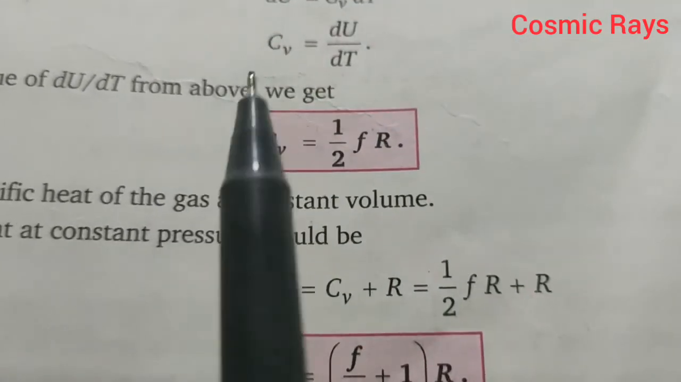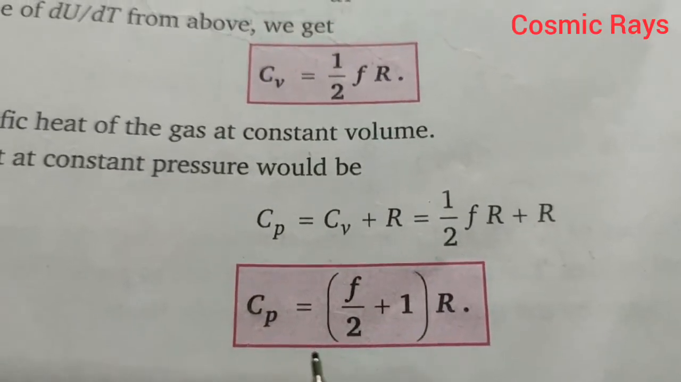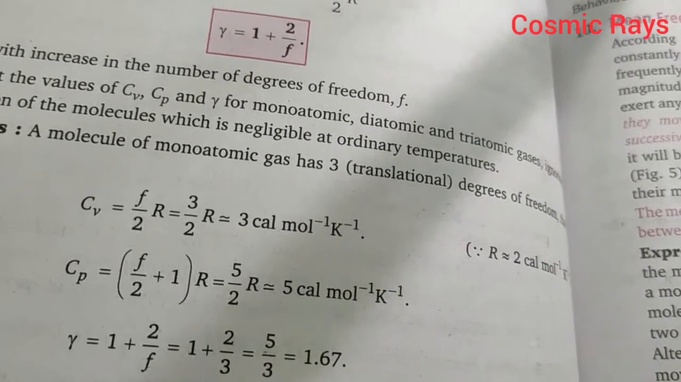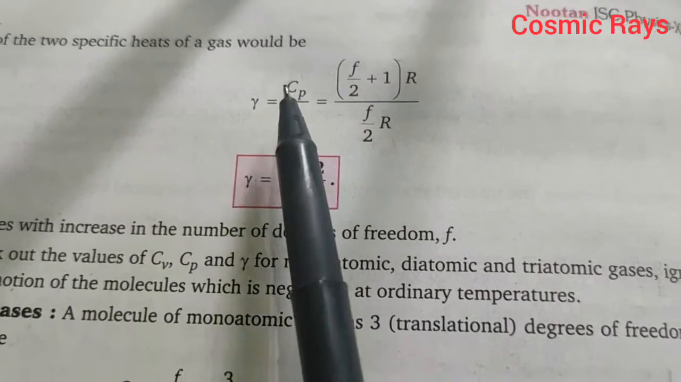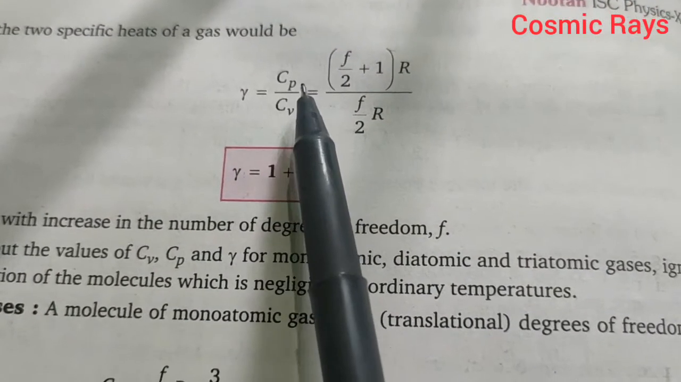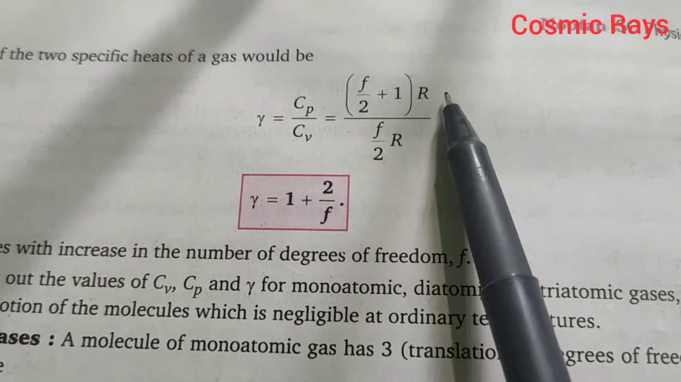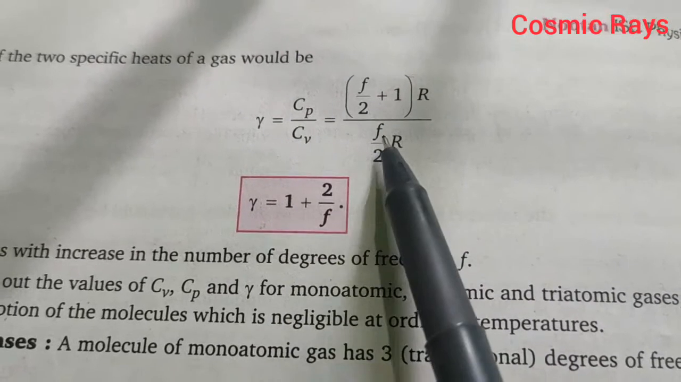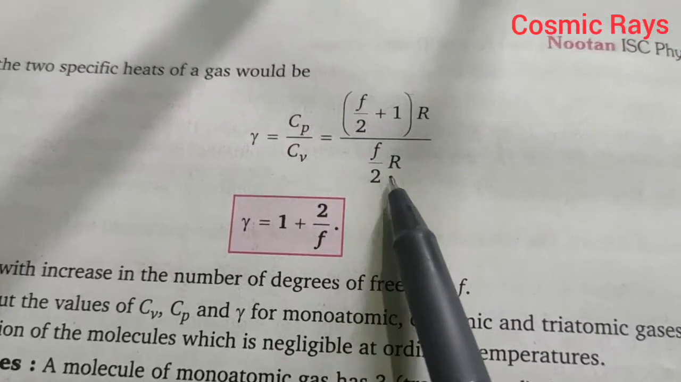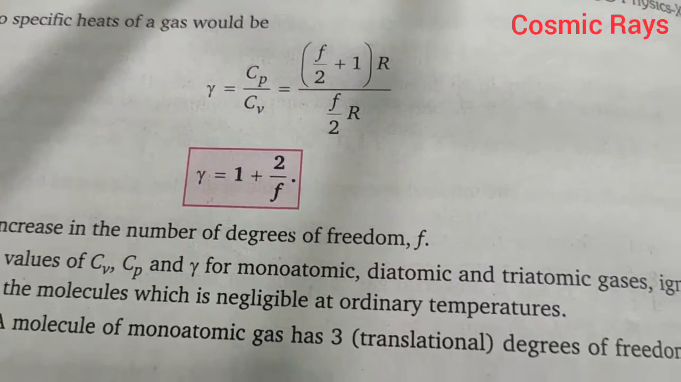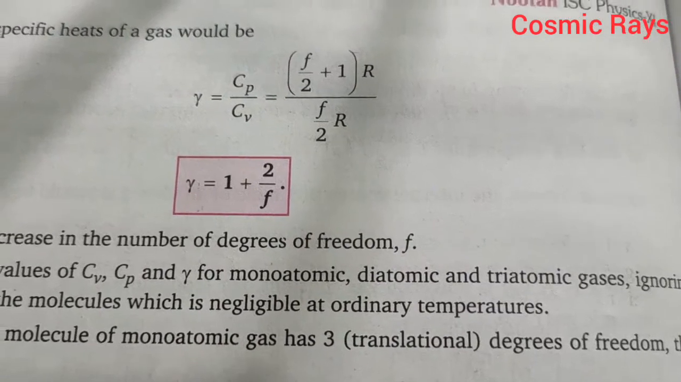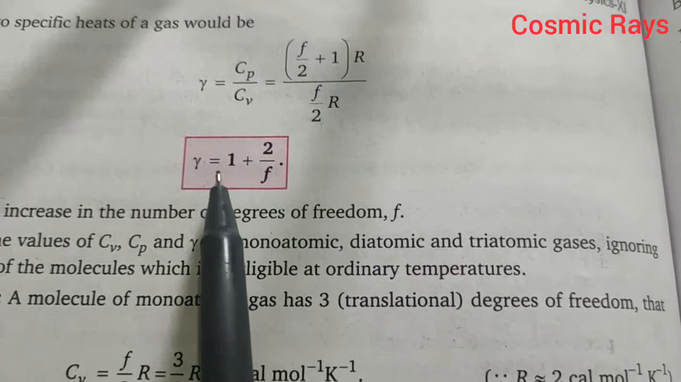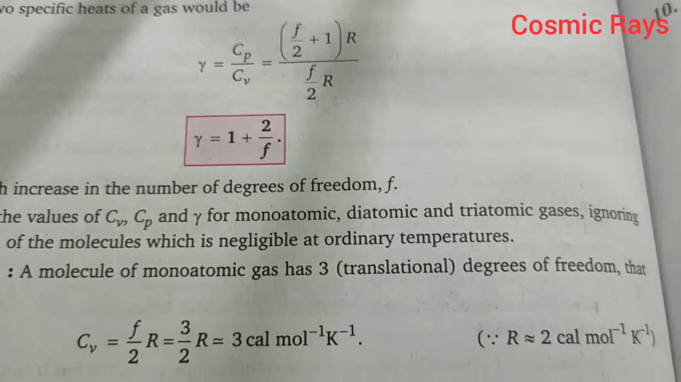So we have found out the value of Cv. We have the value of Cp. Now we will just take the ratio. So once we take the ratio of the two specific heats, it is given as gamma, that is Cp upon Cv. So we know the value of Cp is (F by 2 plus 1) multiplied by R, divided by Cv, which is half FR or F by 2 R. So when we calculate and simplify, then we get gamma equal to 1 plus 2 by F. I'll just show it to you here.